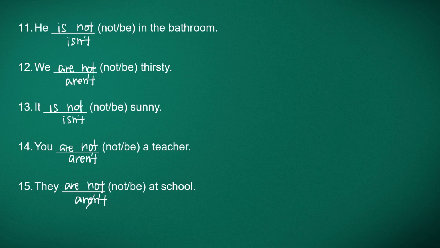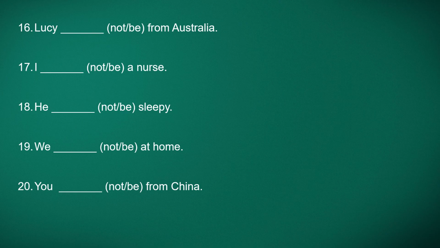Let's go back to number 11. He isn't in the bathroom. We aren't thirsty. It isn't. Again, these T's flap: it isn't sunny. You aren't a teacher. They aren't at school. He isn't in the bathroom. We aren't thirsty. It isn't sunny. You aren't a teacher. They aren't at school. Now number 16.